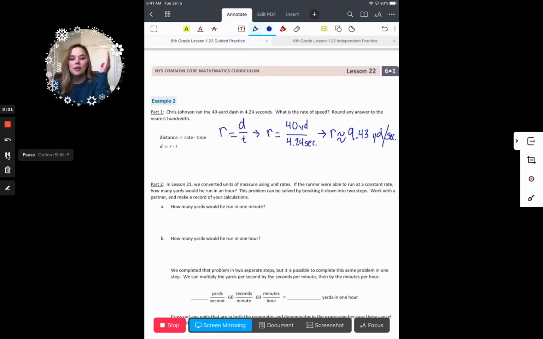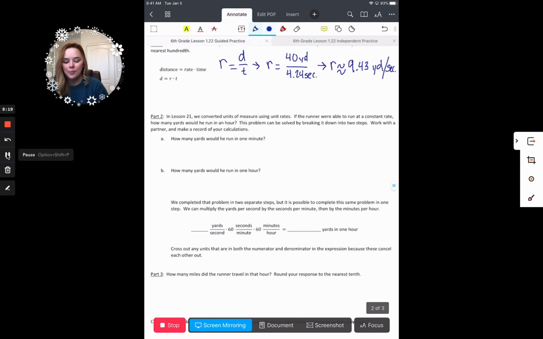So when we see something slash something, like miles slash hour or yards slash second, that just kind of is a shorthand way of writing yards per second or miles per hour or whatever your units are. Let's take a look at part 2.